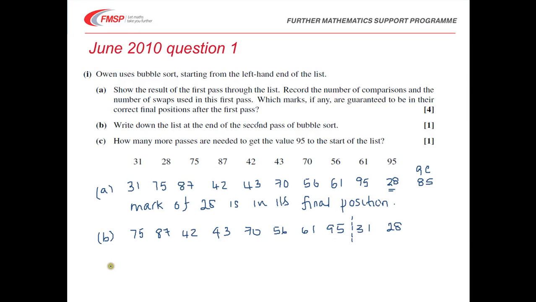And then in part C we're asked how many more passes are needed to get the value of 95 to the start of the list. And remember, if we had 10 numbers we needed 9 passes, and we already have done 2, so we now have 7 more passes.